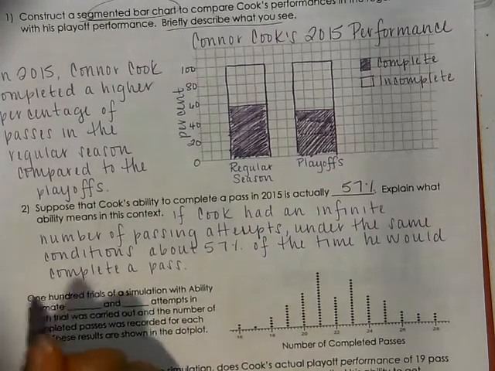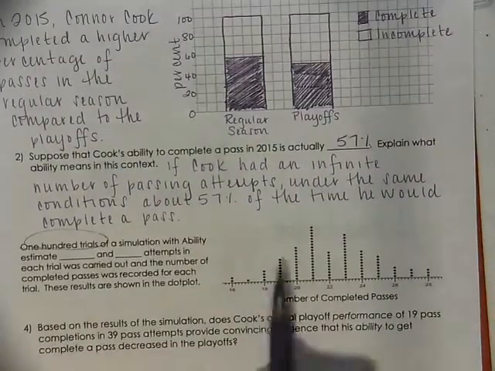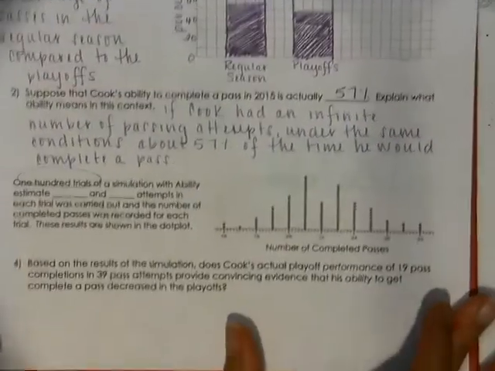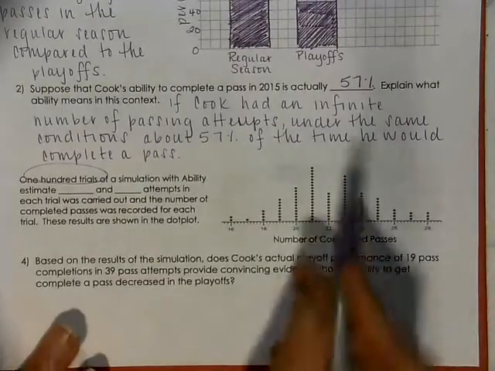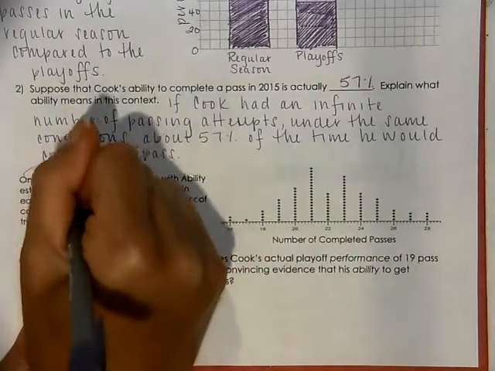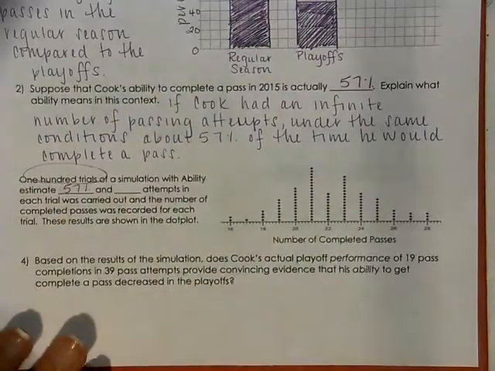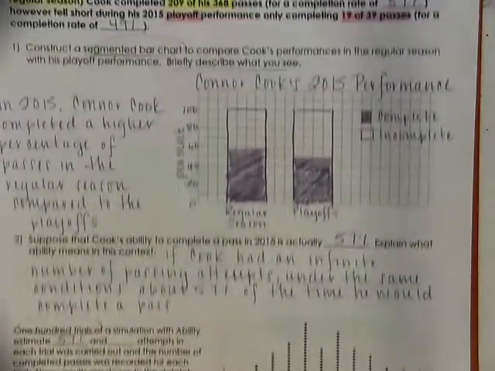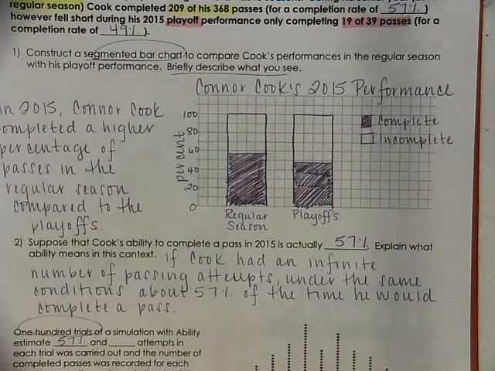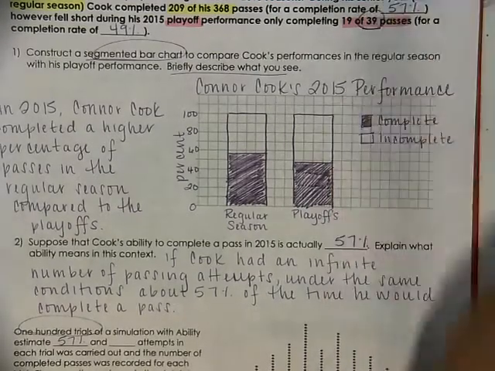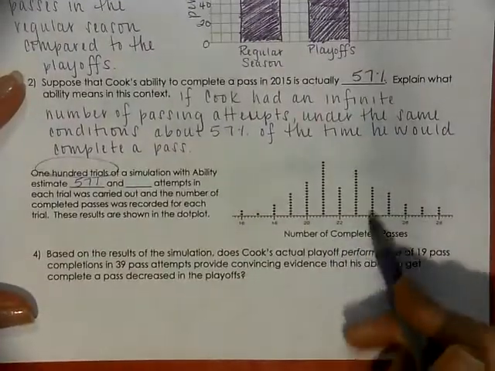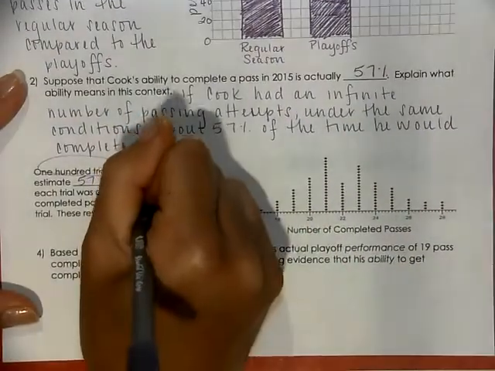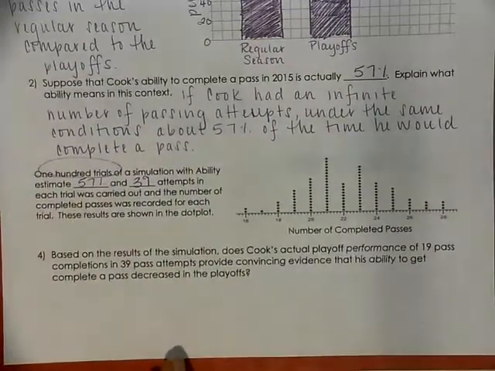So we did a simulation with 100 trials, so there's 100 dots on this dot plot off to the right. The ability estimate, remember, is 57% because that's the percentage that he completed in the regular season. Now we're trying to simulate the playoff performance. So how many attempts did he have in the playoffs? That was 39. So each one of these numbers is out of 39 attempts to represent the playoffs.